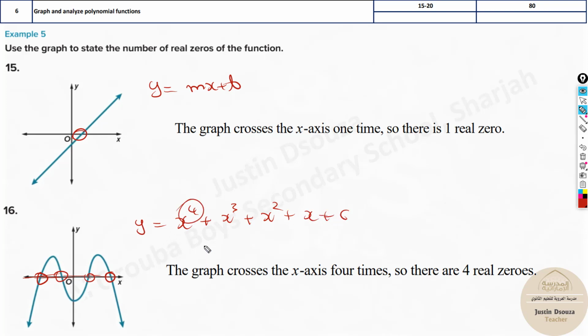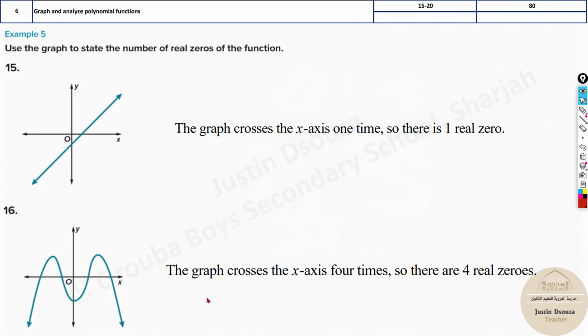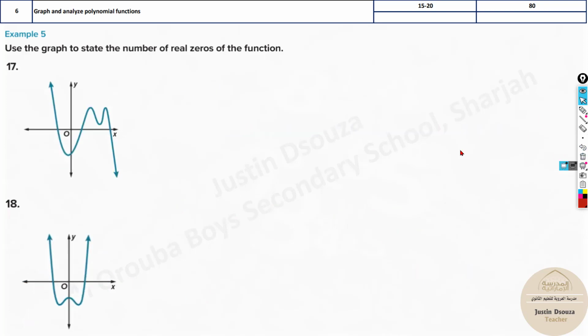This is highest power 4, so a maximum of 4 roots may be possible. It might be other than 4, it might be 2 as well, it's possible. And there may be 2 imaginary roots, that might be possible. But this more likely looks like x to the power 4. That's the thing. But just look at the intercepts, you will understand.